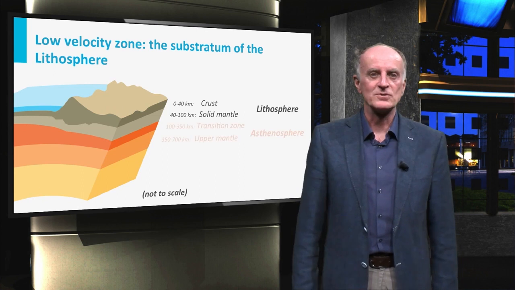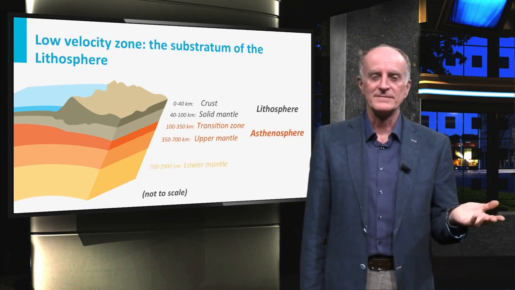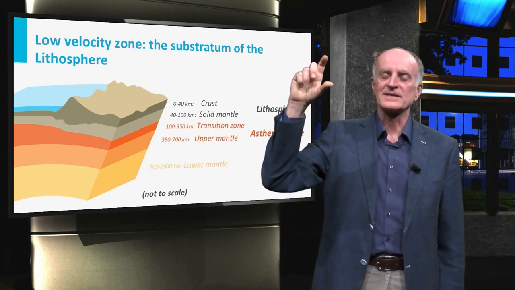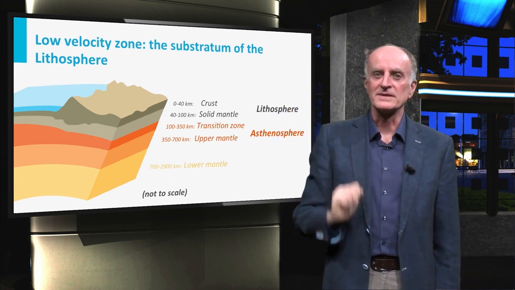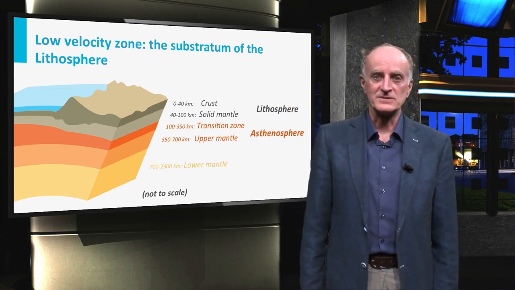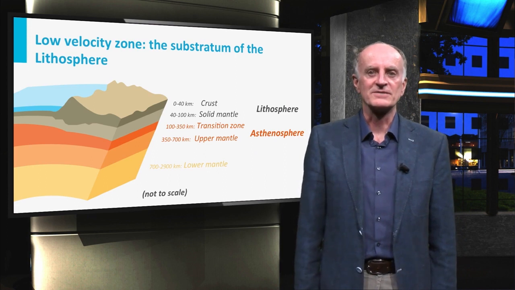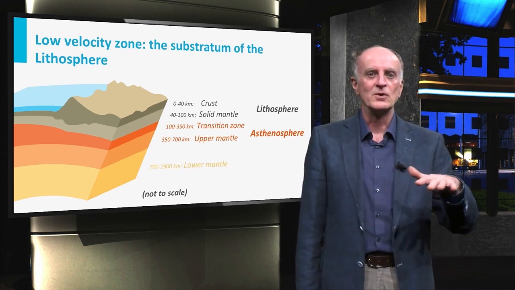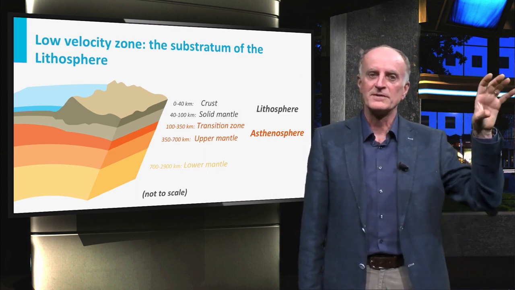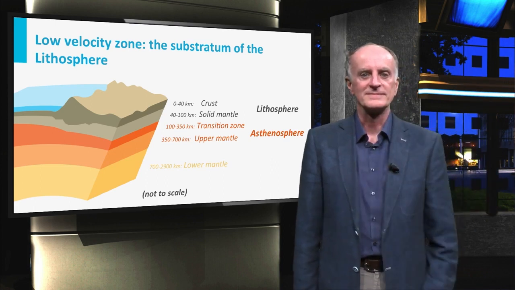The low velocity zone is called asthenosphere. The layer of rocks overlying the asthenosphere is called lithosphere. The asthenosphere is of great importance in geology as it forms a soft substratum on which the strong lithosphere floats and moves.